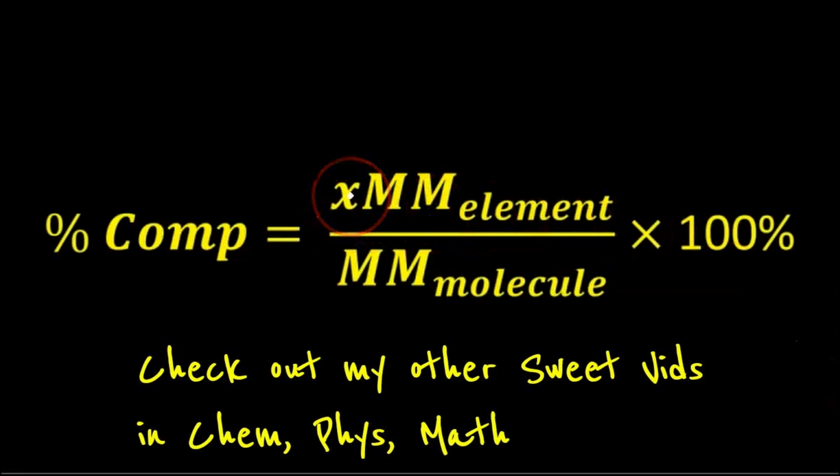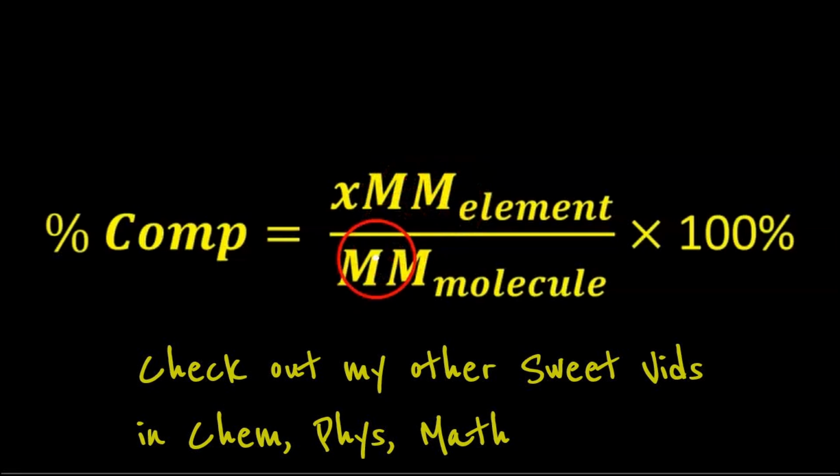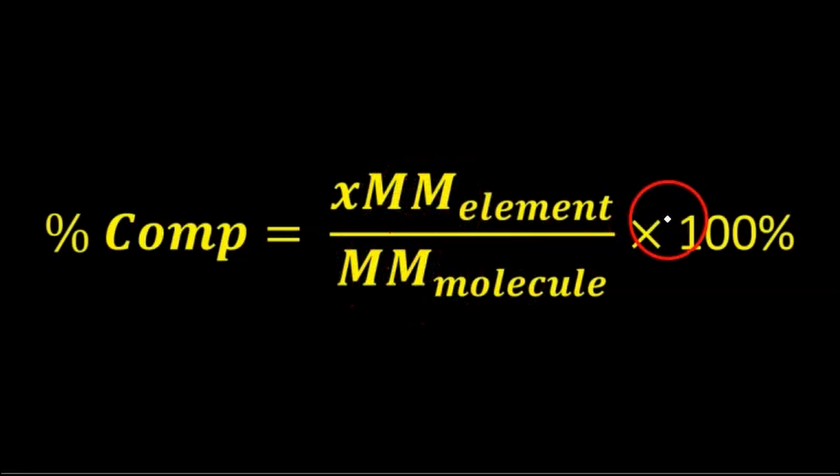So our formula for percent composition is this here. X is how many elements there are. If we're talking about a chemical or a molecule, it's how many atoms of the element in that molecule, times the molar mass of the element, divided by the molar mass of the molecule, times 100%.